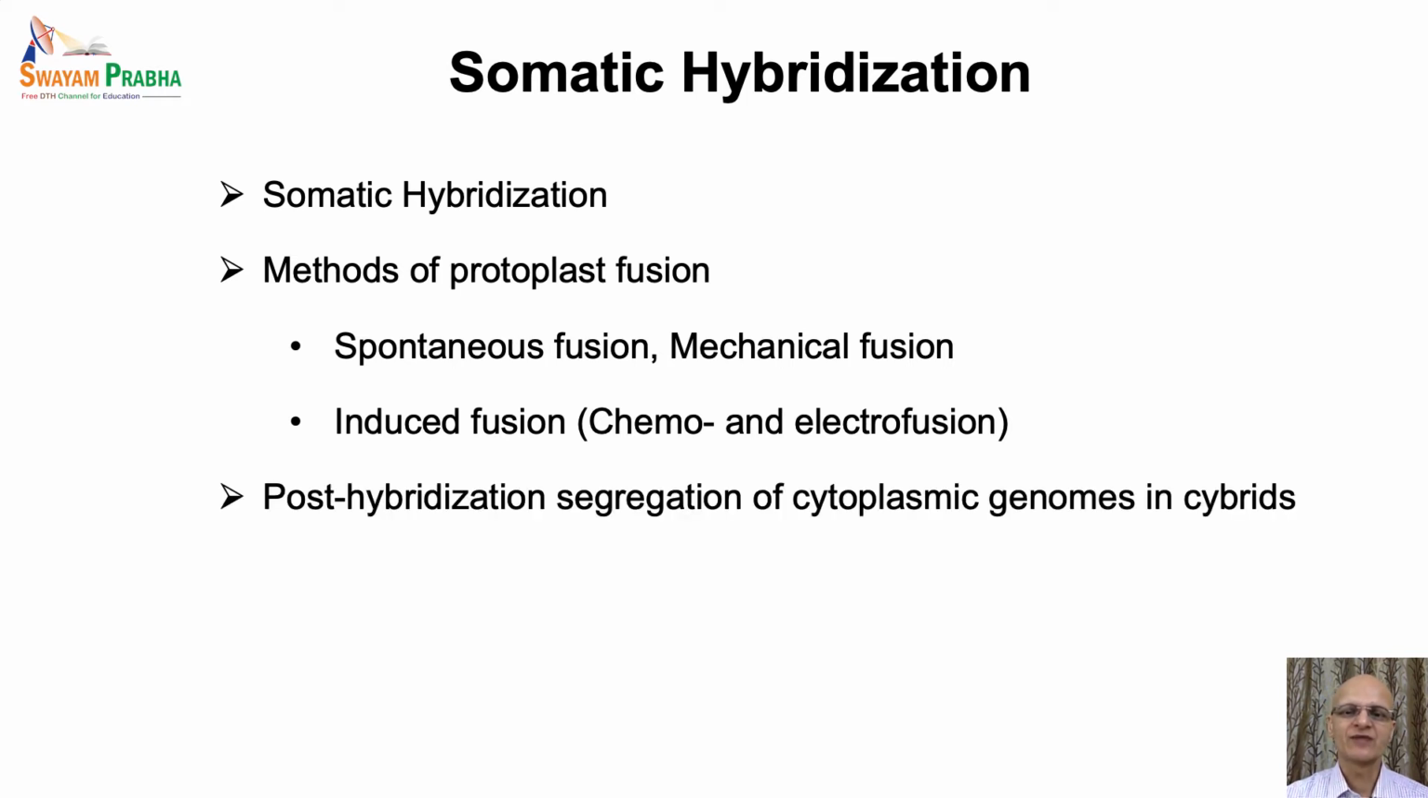I also talked about the various segregation patterns of the cytoplasmic genome, that is the chloroplast genome or the mitochondrial genome, when the hybrid cell divides post-hybridization and is cultured on in vitro media for regeneration. Finally, towards the end of the lecture, I talked about the different types of hybrids like symmetric or asymmetric hybrids, and now we will continue our discussion further with the remaining aspects of somatic hybridization.